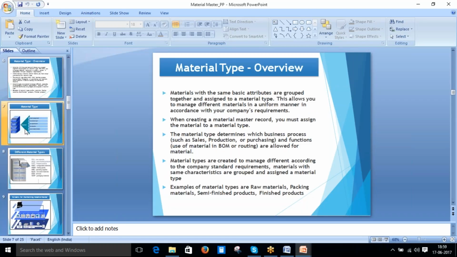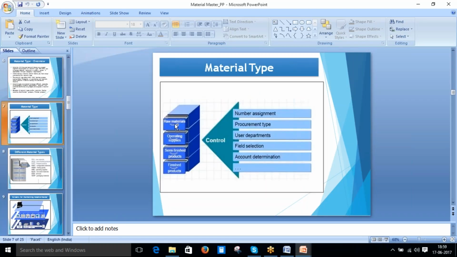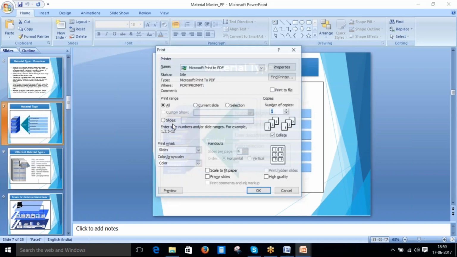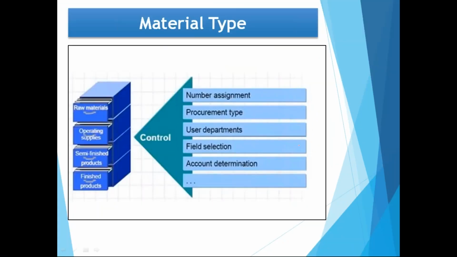Okay. So basically, what will material type control? Material type will control number assignment, whether the material master is having external or internal numbering. Procurement type, whether it is internal production or external procurement. Those things it will control. User departments it will control. That means based on the material type, you will maintain some views. You will not be maintaining all the views.